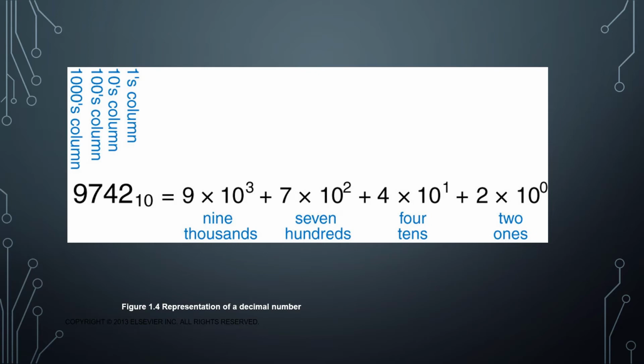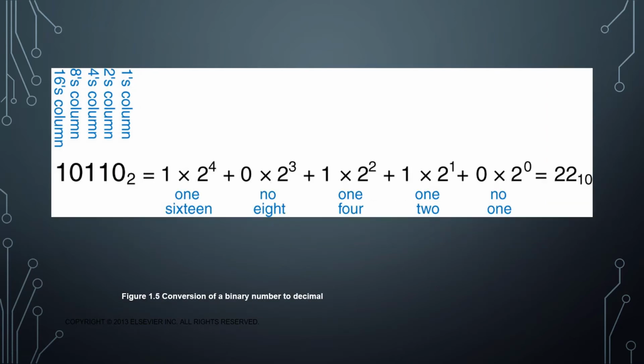So that's 40. This 4 over here is representing 40 units, and this 2 is representing 10 to the 0, which is just 1. So 2 times 1 is 2. So we understand that this number 9742 is actually representing 9,742. Now when we take a look at the binary system, it's the exact same concept, just the place values are a little bit different.